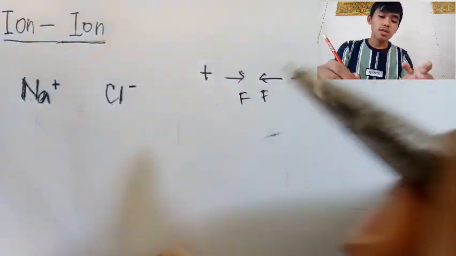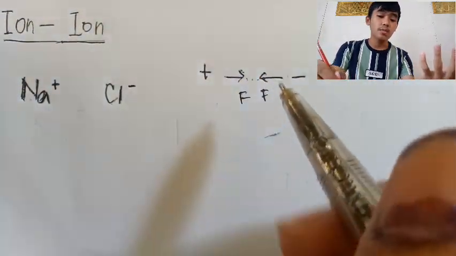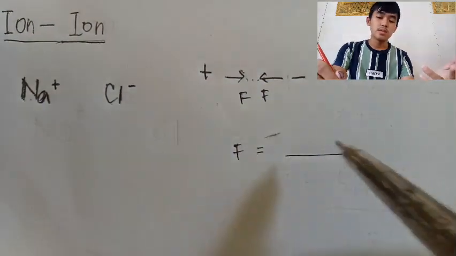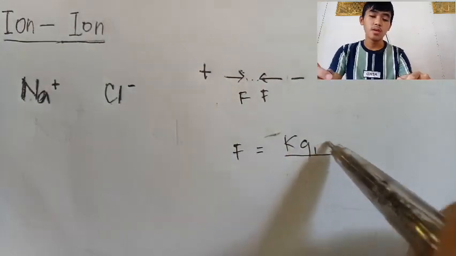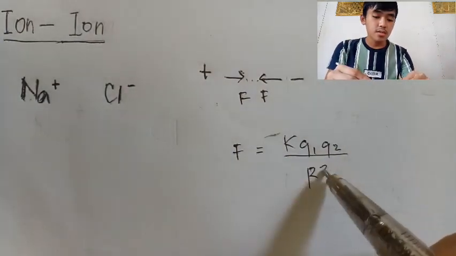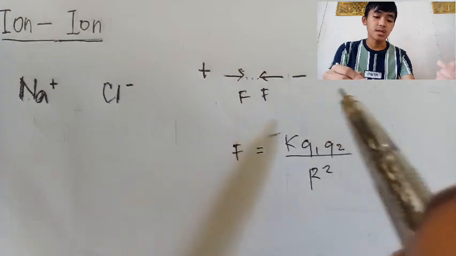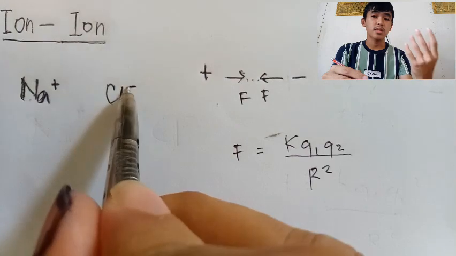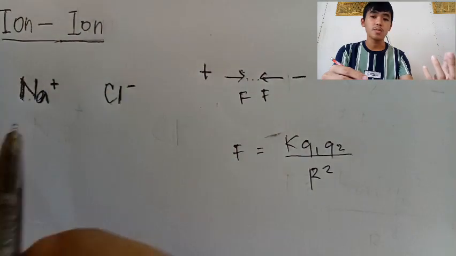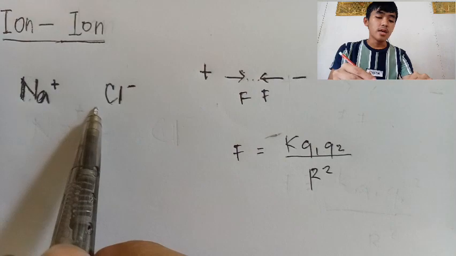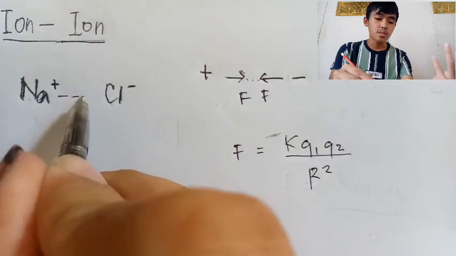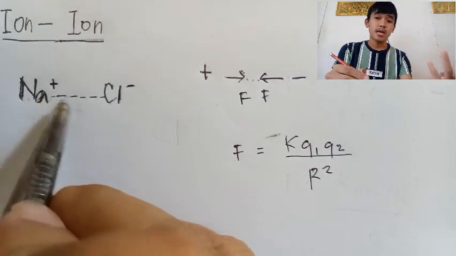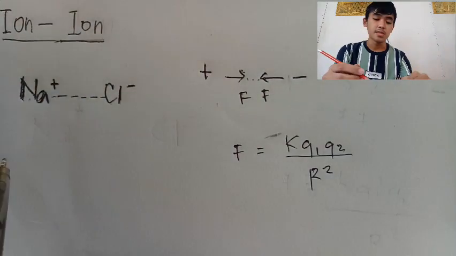And this force is directly proportional to its charge and inversely related to the distance between them. So now we have this sodium ion that carries a positive charge and chlorine ion that carries a negative charge. So we know that they both pull each other because they are opposite, they attract each other, and the interaction that occurs between these two ions is what we call the ion-ion interaction. It is an interaction between two ions.